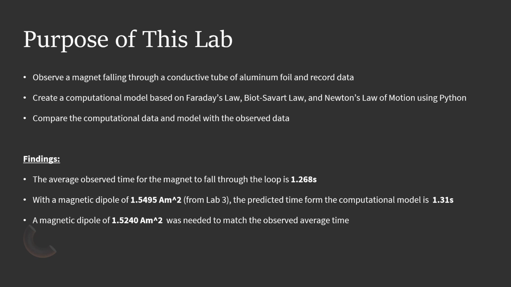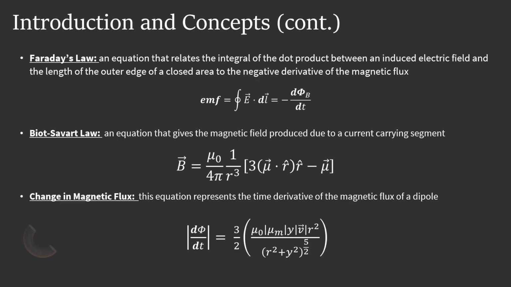In our findings, we saw that the average observed time for the magnet to fall through the loop was 1.268 seconds, and then with a magnetic dipole of 1.5495 A·m² from Lab 3, the predicted time for the computational model is 1.31 seconds, and then a magnetic dipole of 1.5240 A·m² was needed to match the observed average time.